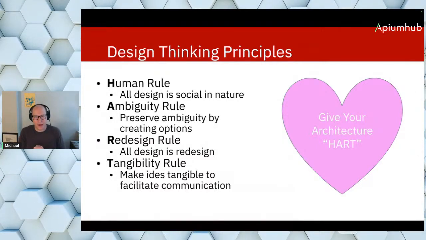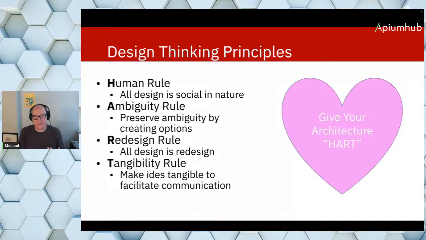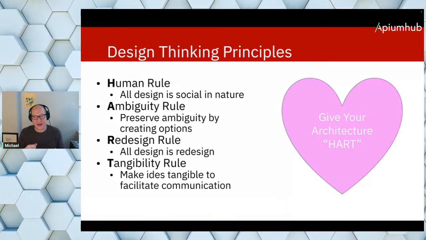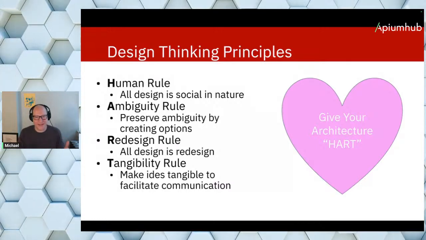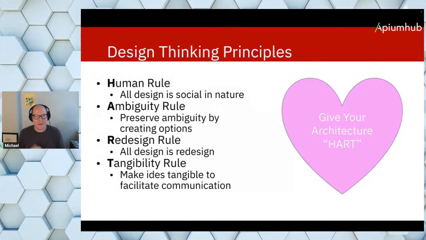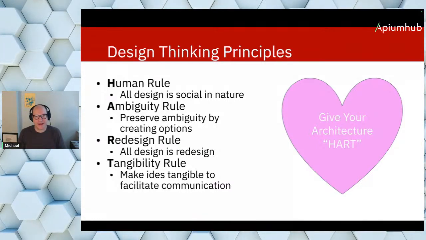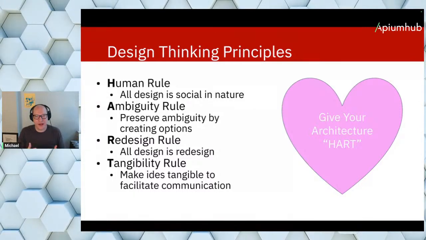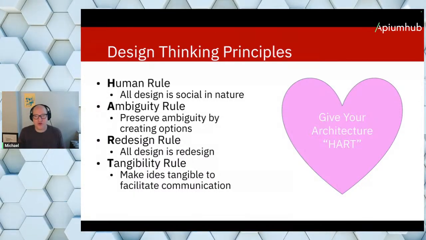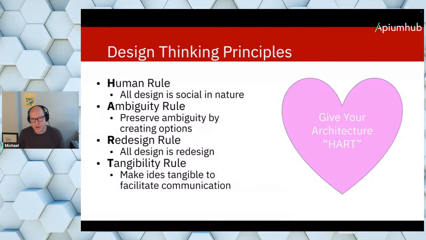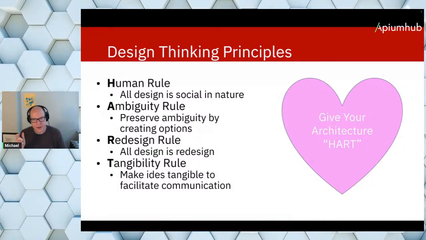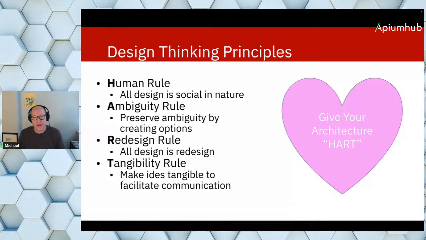design, right? So design is going to be social. You can't kind of do this by yourself. You have to talk to stakeholders. You have to bring in your team, right, that you're going to be implementing the software with. The ambiguity rule is all about preserving ambiguity to create options. This one is meant to be a little controversial and get you thinking a little bit here, right? It sounds counterintuitive.